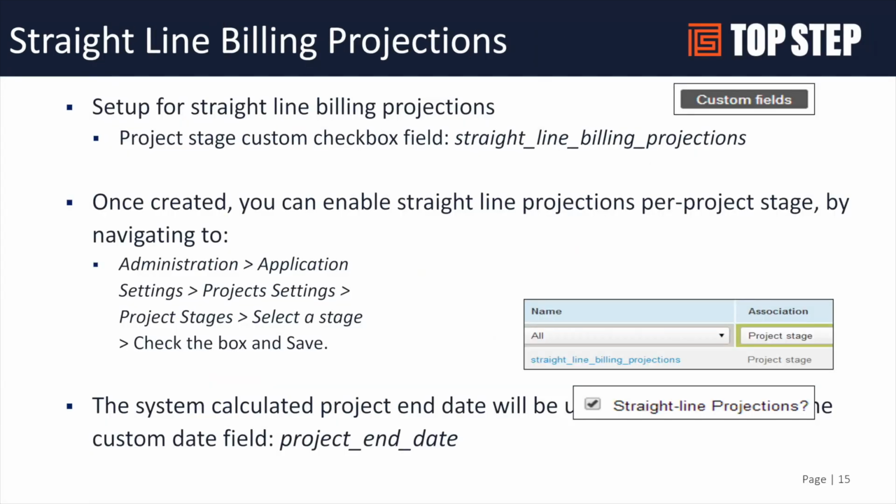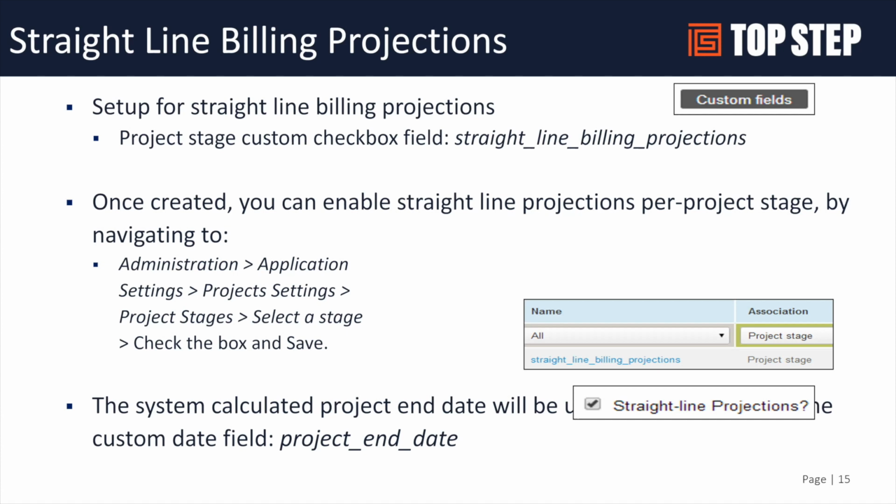If you're interested in straight line projections, there's a couple of setup pieces you need. You need a custom field on a project stage, because as I mentioned, it is a stage filter, stage settings. So you create a checkbox field, and it has to be called exactly the straight line billing projections. Once you enable that, you also need an end date, and it needs to be an exact end date field, a custom date field under the project _end_date. And so those are two fields needed to support straight line projections.